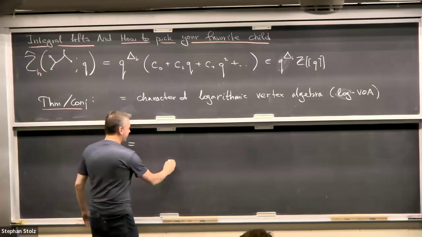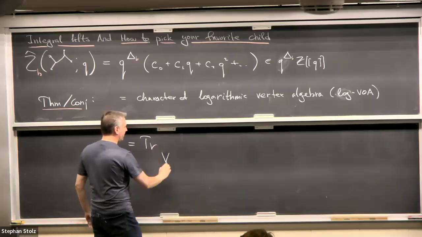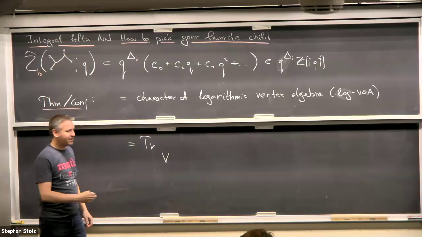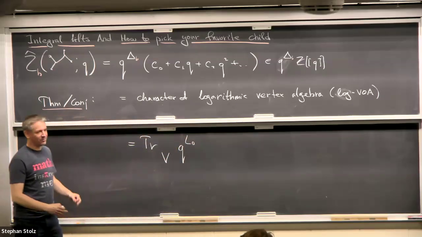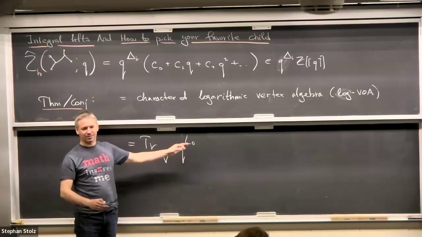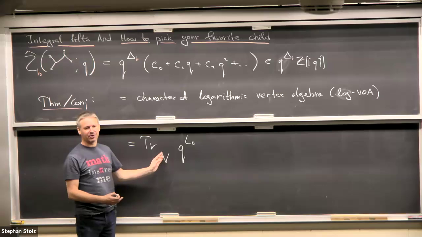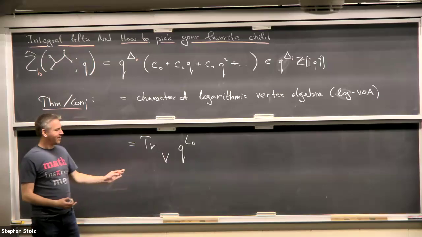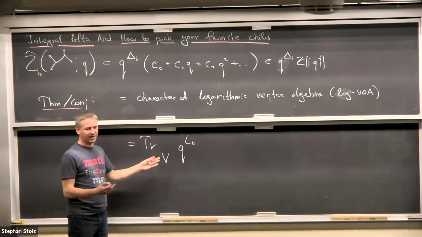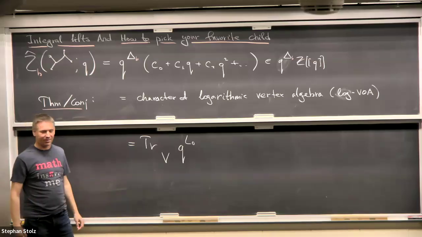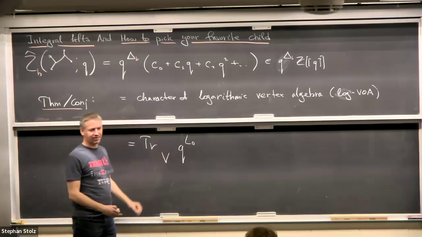So if you have a representation, let's call it V. The natural thing to do is to basically take the trace over everything in V of q to the L naught. So this L naught in vertex algebra or conformal theory is called conformal vector. That's a special operator. And it basically gives grading to this infinite dimensional space V. The cool thing is that graded pieces are usually finite dimensional. In fact, we try to work with those which are finite dimensional. So basically, this is sum of graded dimensions here.